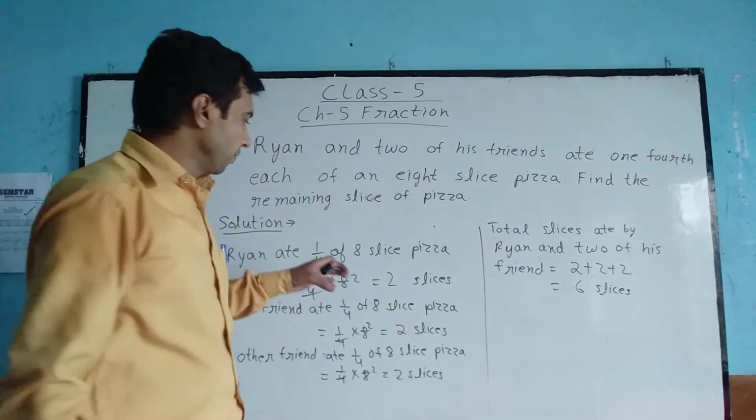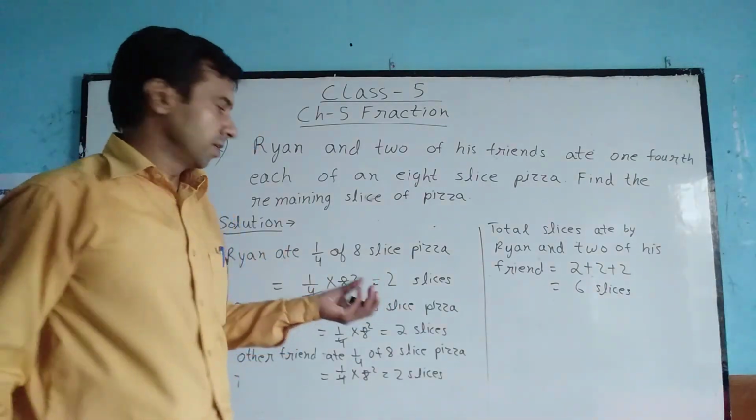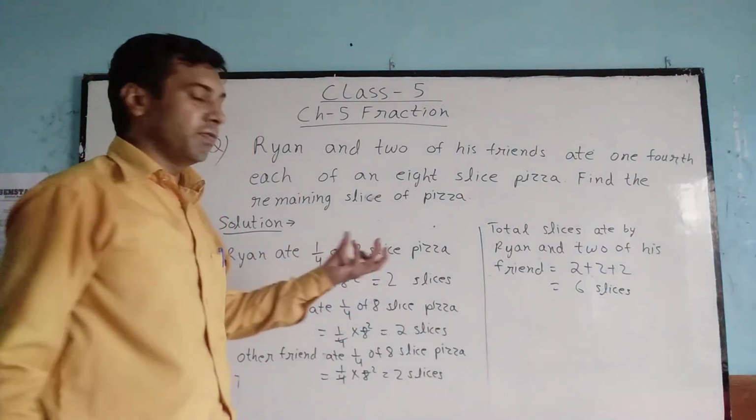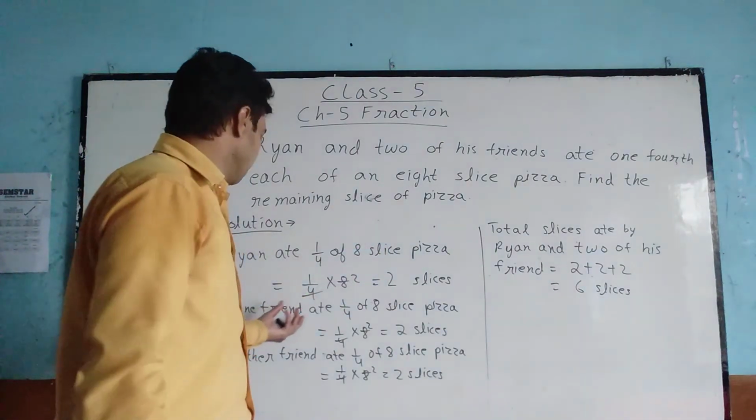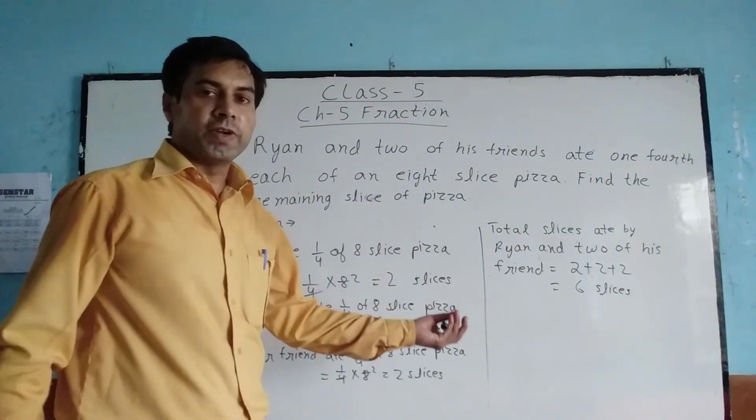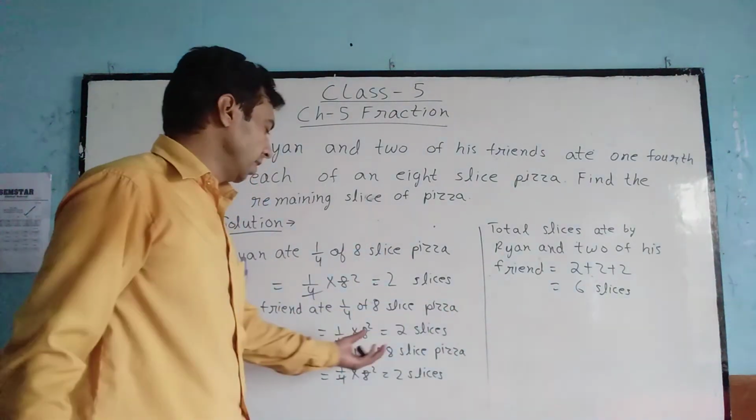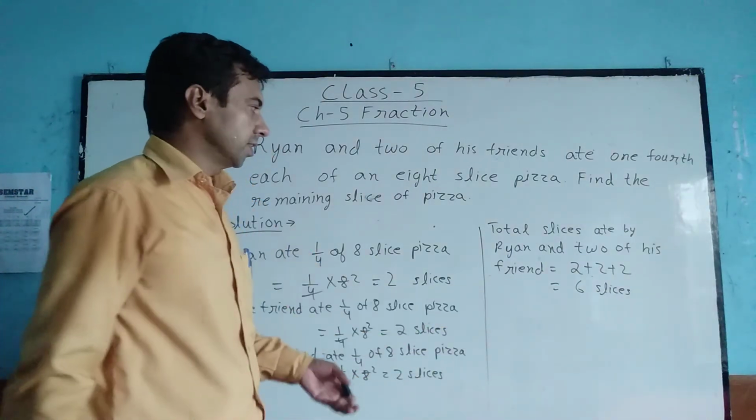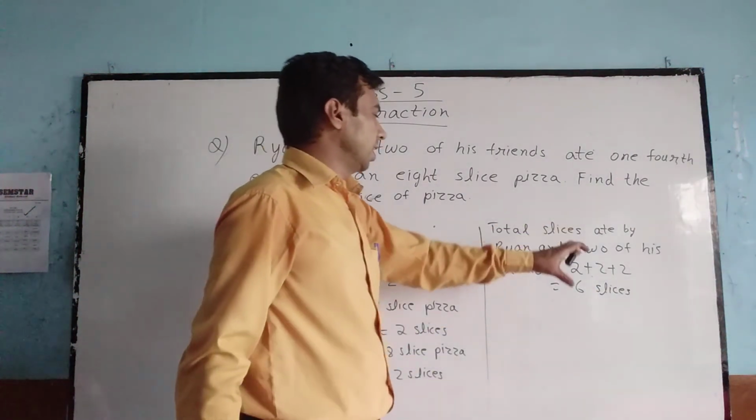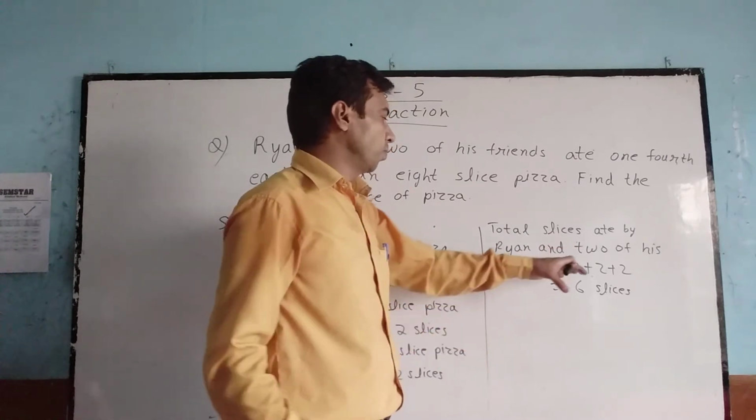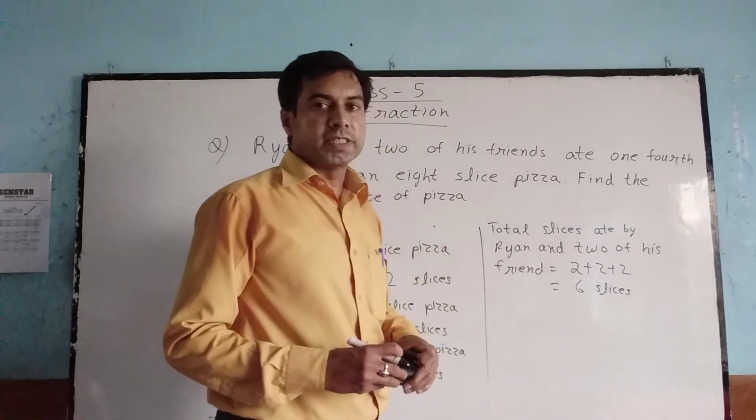So first we found out how much Rian ate. Rian ate 2 slices. 1 by 4 of 8 is 2. His one friend ate 1 by 4 of 8, means 2 slices. Other friend ate 1 by 4 of 8, it means 2 slices. So now total slices ate by Rian and 2 of his friends, 2 plus 2 plus 2, total 6 slices.